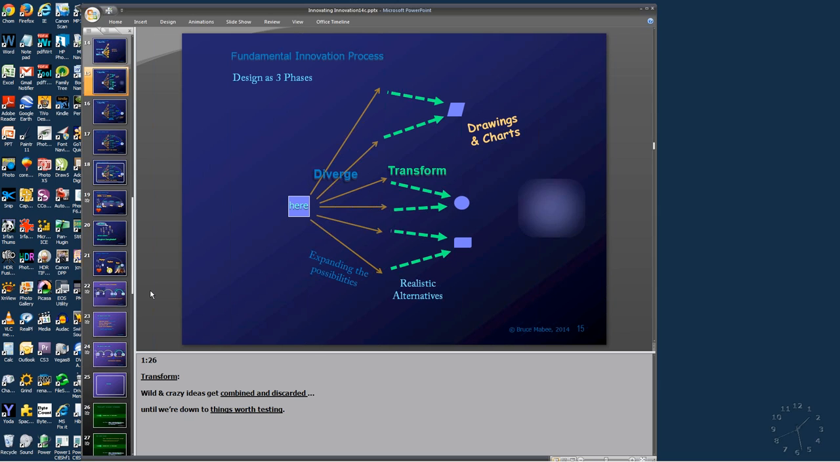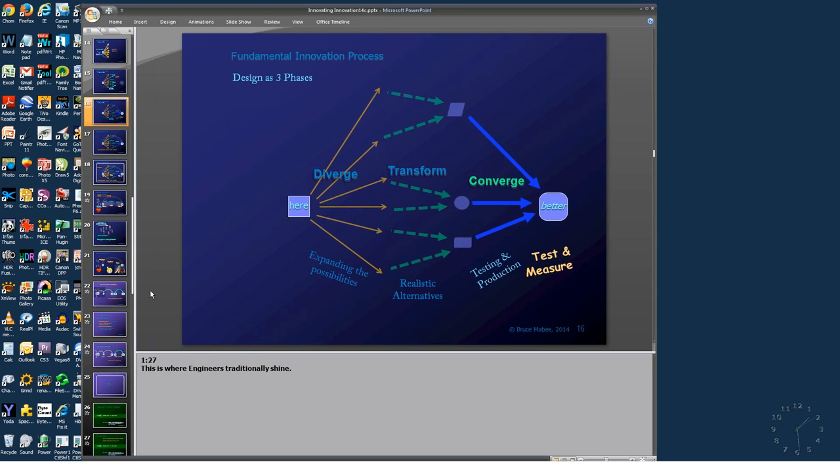Next piece, the design process, the fundamental is transform. How do we take that huge set of very different out-of-the-box ideas and now begin to pull them together into something worth testing? Calling it transform, as in we bring it down to a few practical kinds of options, and this is where we want to get the drawings, the charts, the analysis, because we want something that we're going to test. And that's the third piece.